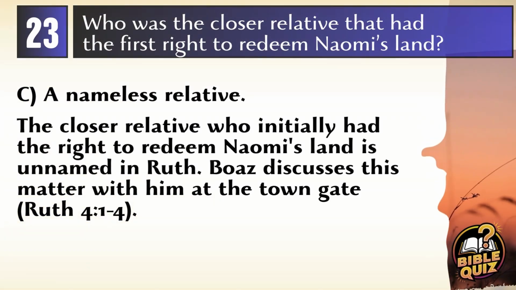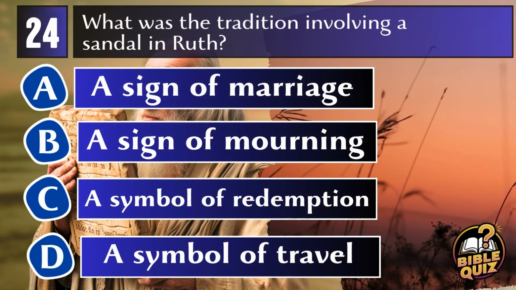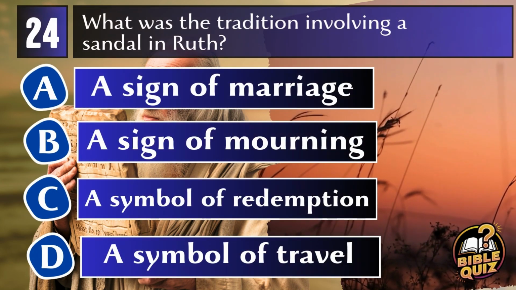Answer: C. A nameless relative. The closer relative who initially had the right to redeem Naomi's land is not named in the Book of Ruth. Boaz discusses the matter with this relative publicly at the town gate. Ruth 4:1.